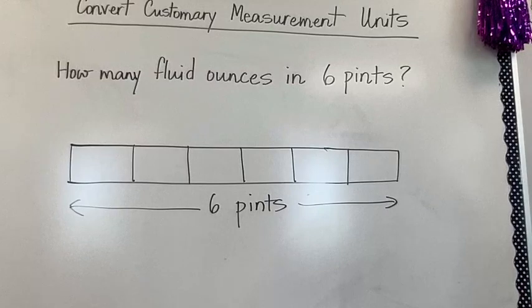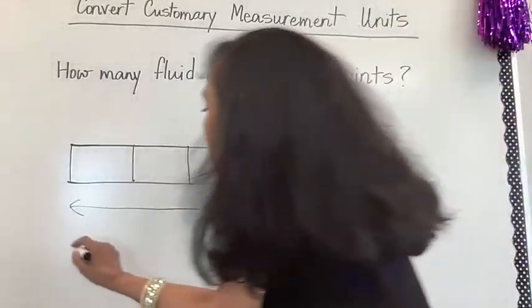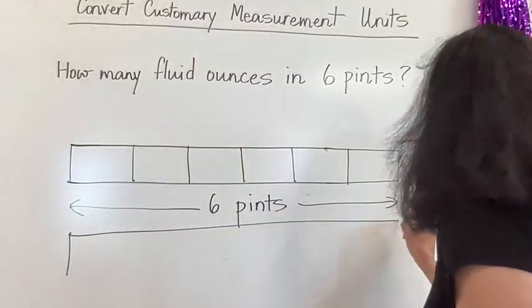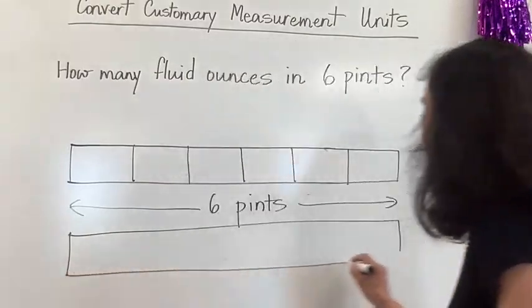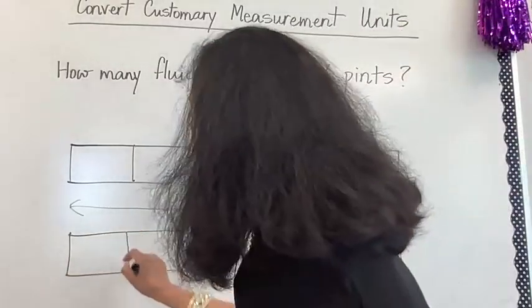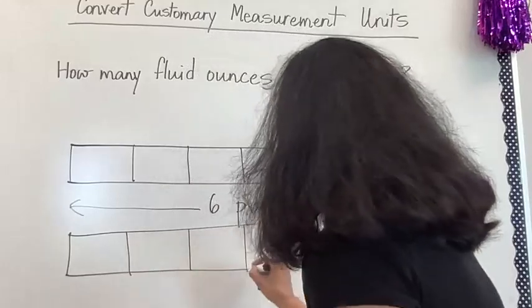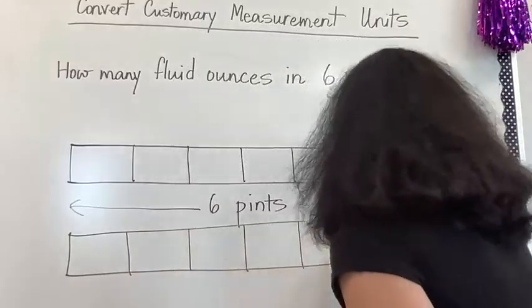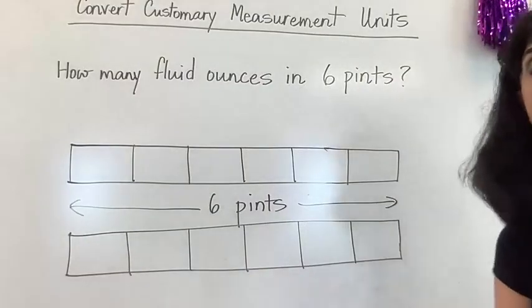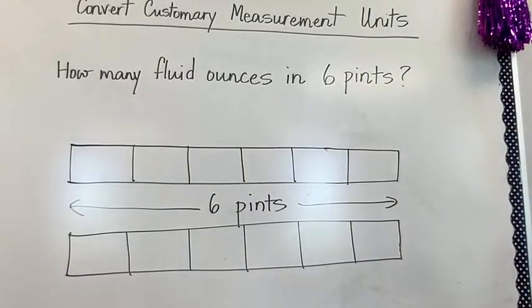and then I'm going to label each section as 2 cups, because what am I having within a pint? Every pint has how many cups? I have 2 cups within a pint. Okay, so I'm going to draw this just to show you what I'm doing. So I've got my 6 pints, and I've got 1, 2, 3, 4, 5, 6.